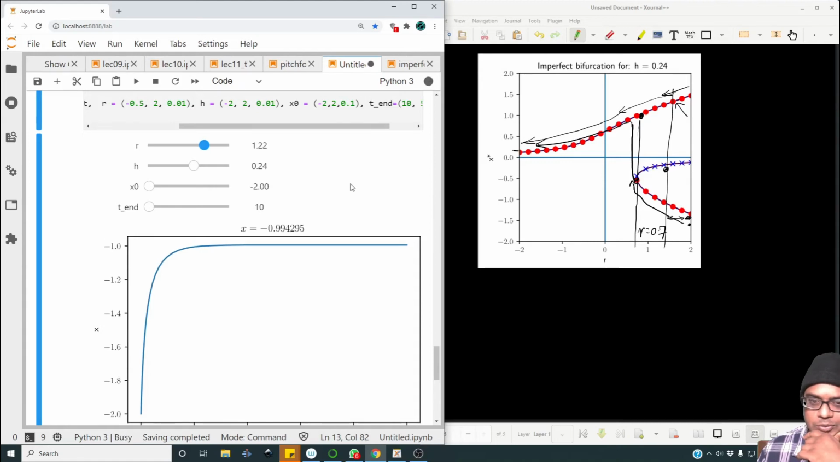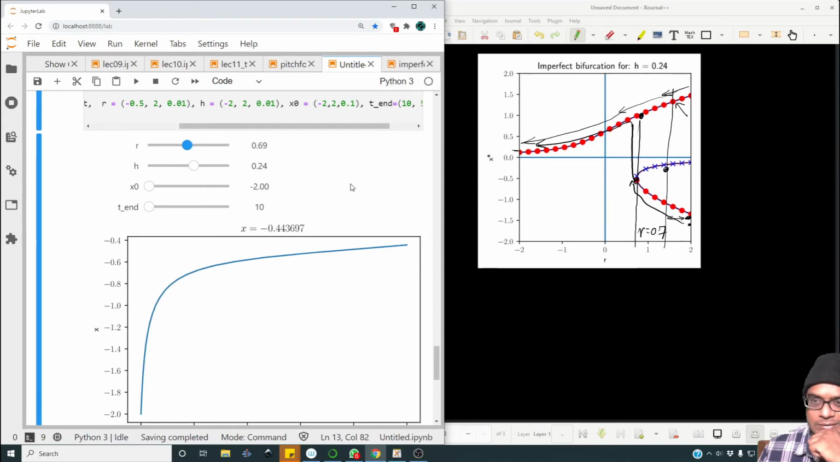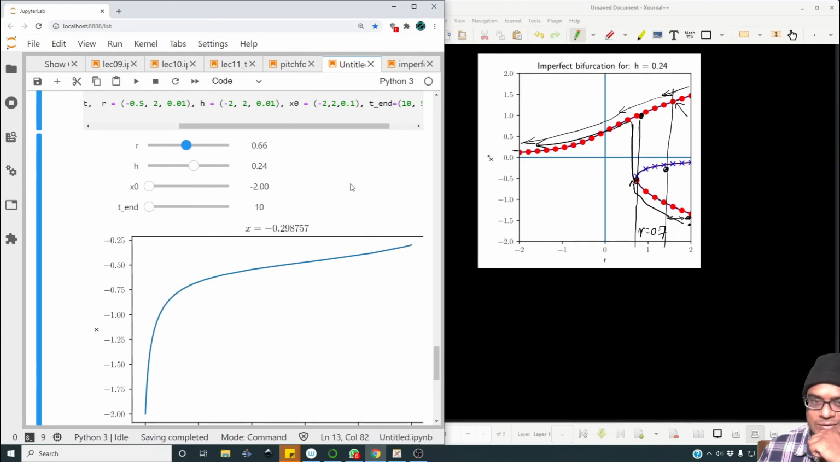Okay, 1.23, still negative. There will be a certain point when r is something close to 0.7 where there will be a sudden jump from this stable branch to that stable branch. Okay, we're getting there. R is 0.8, 0.76, 0.75, 0.73, 0.7, 0.69, 0.68, 0.67.